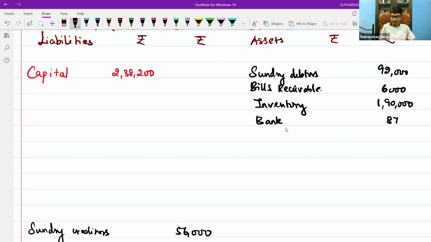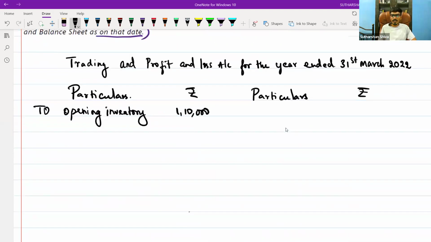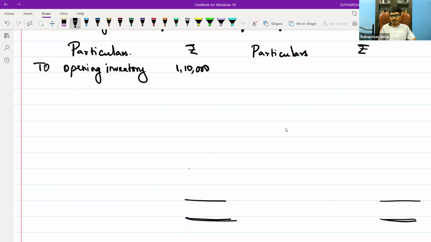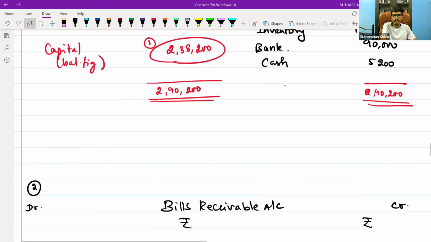Bank is how much? 87,000. Cash is how much? 5,300. Go to the inventory, write down by closing inventory. How much is the closing inventory? 1,90,000. Next, go to the respective ledger accounts.